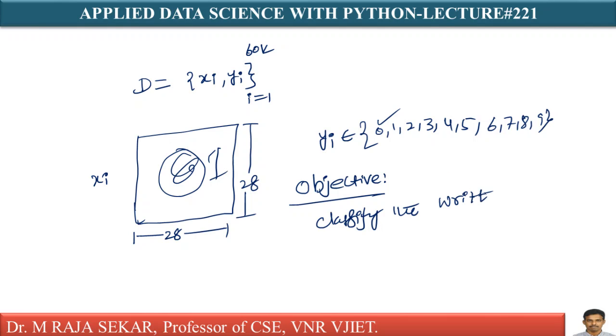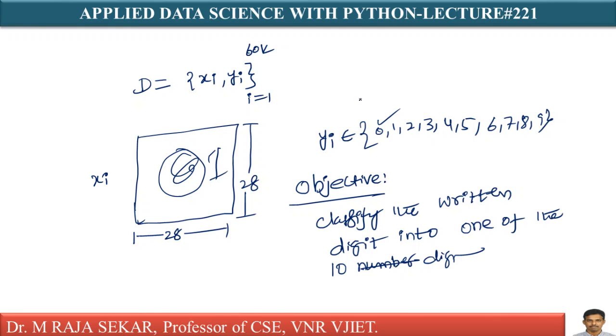written digit into one of the 10 numerics, one of the 10 digits. I must say whether x1 belongs to 0 to 9, or x2 belongs to 0 to 9. There are 10 labels, isn't it? There are 60,000 training data points and 10 labels. Let's just stick to 60,000 points.